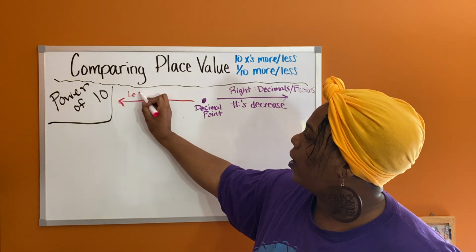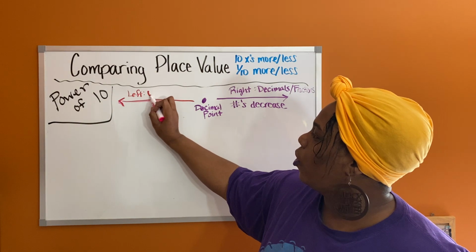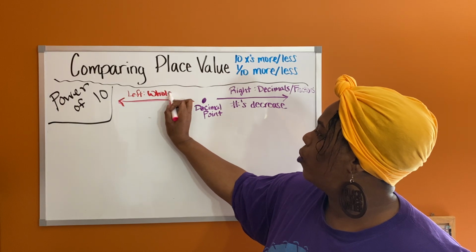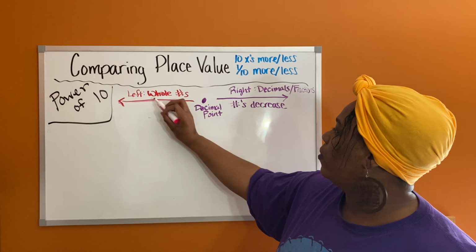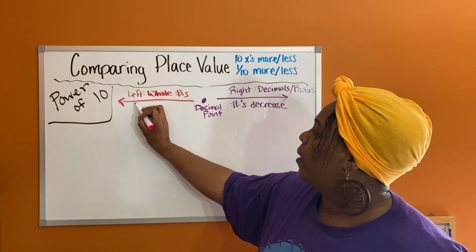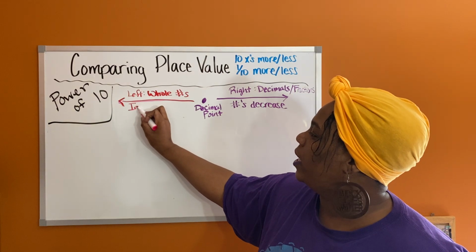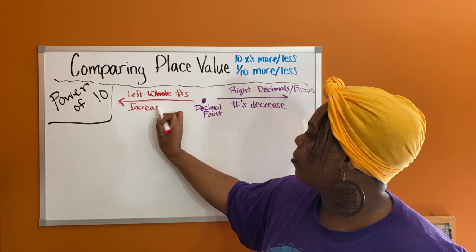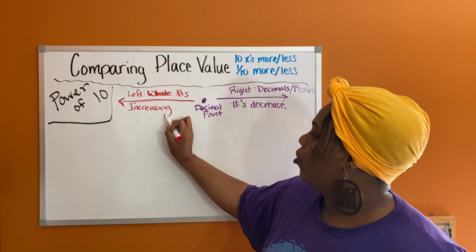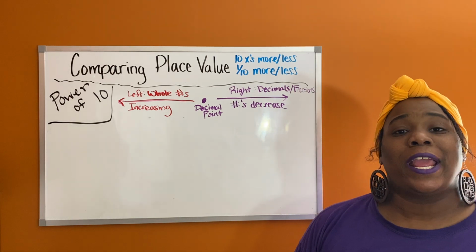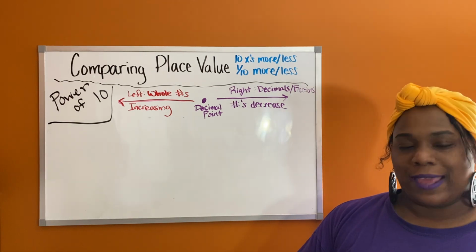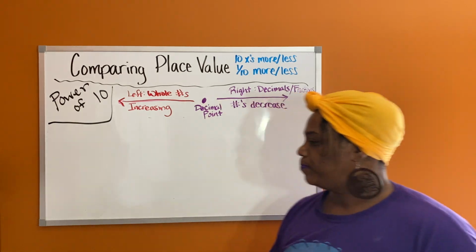And then to the flip of that, oh, much better. The left of the decimal place, those are our whole numbers. And those whole numbers also mean that numbers are increasing. So as you go further to the left of the decimal place, your numbers are increasing. So keep that in mind, okay?